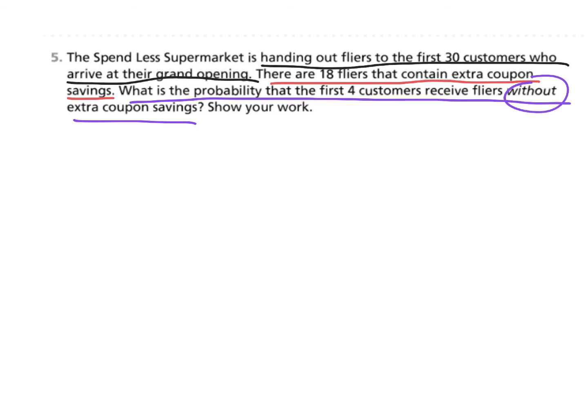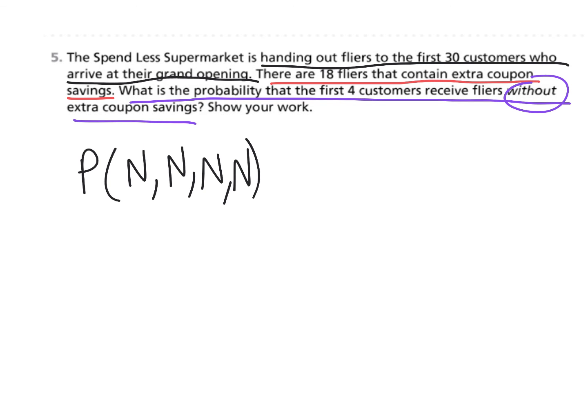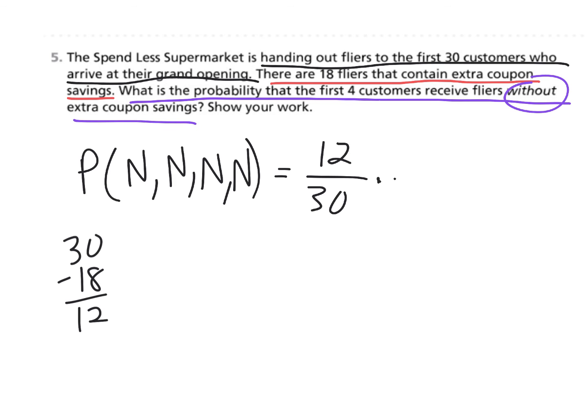Okay, so we could write all this out, but basically we're wanting 4 people to not get the extra coupon. Okay, I'm doing N for not. If you want to use a different letter, that's fine. So the first one, if there's 18 that have it, that means there's 12 that don't have it. So 12 out of 30 that don't have it.